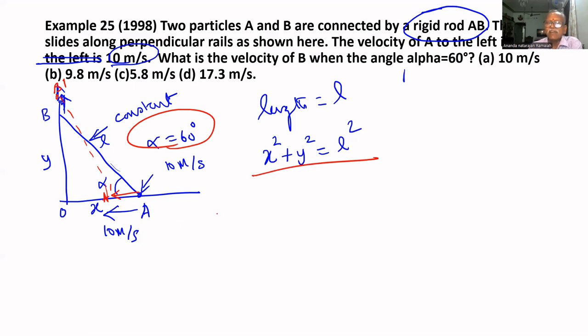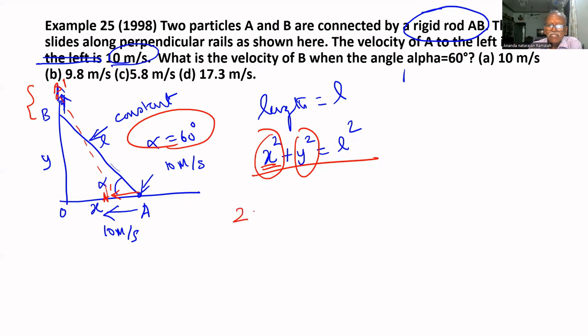But velocity is given. Here X is the displacement of A, and Y is the displacement of B, because B dash is the Y displacement and A dash is the X displacement. For the total distances, X square plus Y square equals L square, that we know. Let us differentiate this, because we are talking about velocity. Velocity of A is dx by dt, and velocity of B is dy by dt. That's why let us differentiate this.